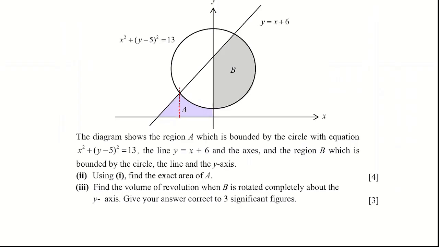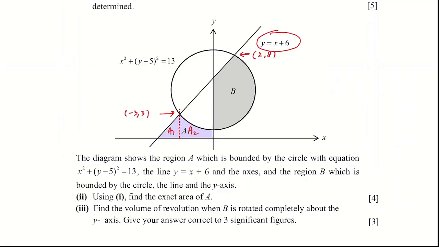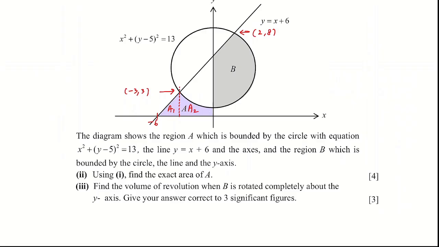We need to split this into two parts. We have area 1 and area 2 over here. Then we need to integrate from where to where? Let's use our GC to find these two intersection points over here. In your GC, your intersection points would be -3 and 3, and this one over here is 2 and 8. Then when y equals 0, x would be -6. So essentially we're integrating from -6 to -3 and from -3 to 0.